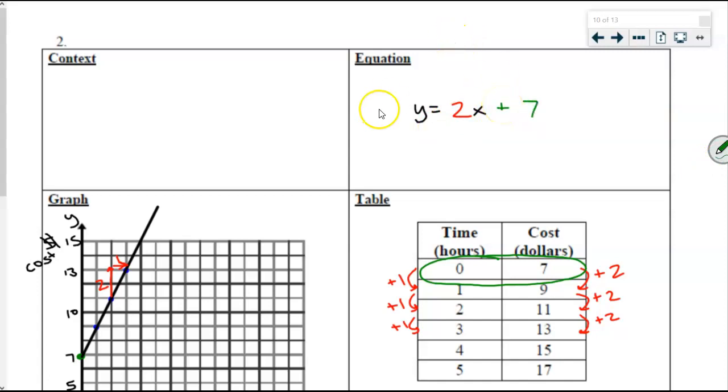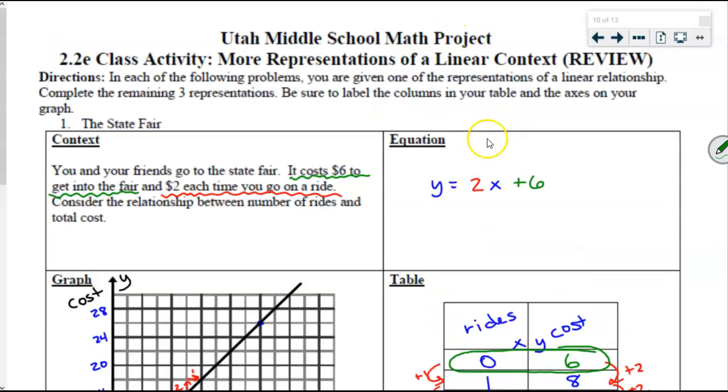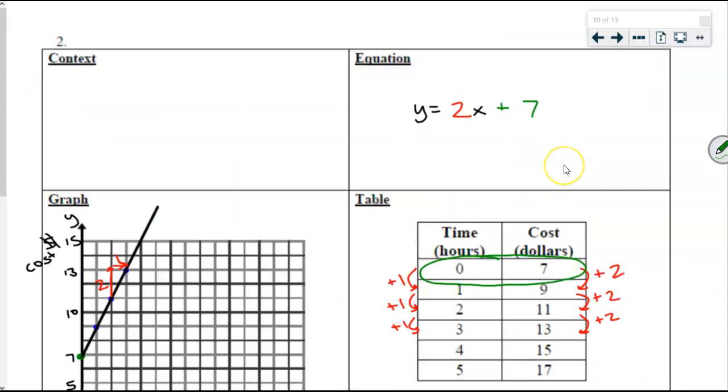So let's make a story that matches this. Kind of similar to this, but let's make it more interesting. Let's not go to a fair, and now it costs $7. What are some things that I might have to pay $7 for just to get in? But then it's going to change every hour. Kale. Say that again? The pool.